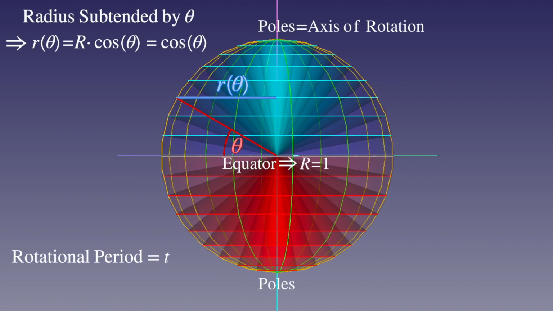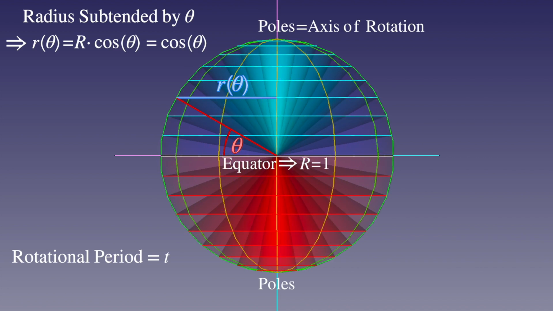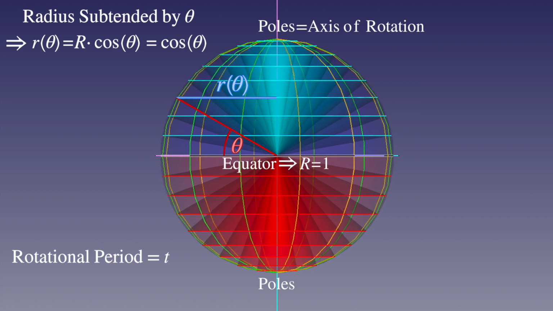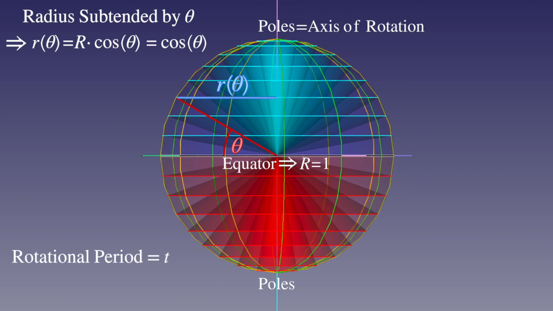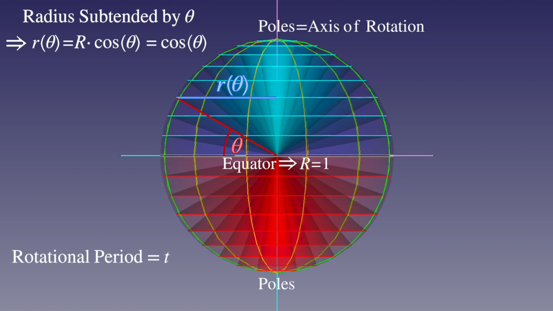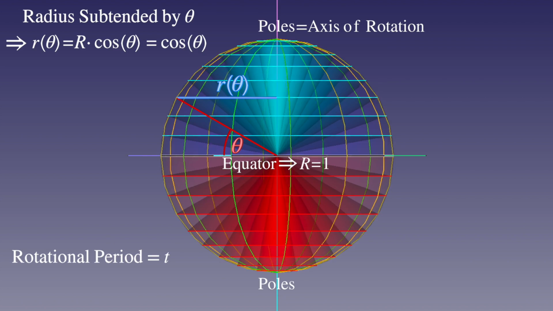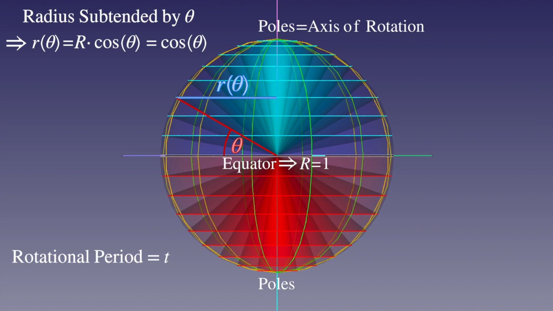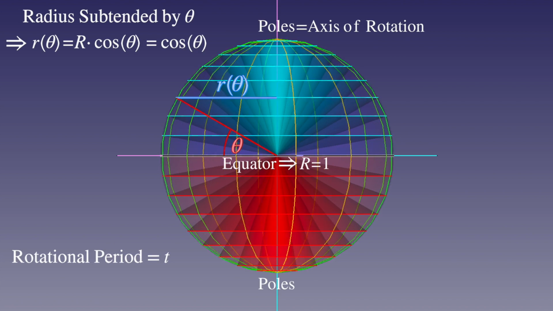Any given angle, labeled theta in the example, which originates at the center of the sphere, traces a minor circle on the surface of the sphere, with a circumference corresponding to the radius, labeled r theta, which is subtended by the cosine of the angle. To simplify things, the radius of the sphere in the example will be 1, meaning the great circle at the equatorial region will have a radius of 1, and any other minor circle on the sphere will have a radius equal to the cosine of the given angle.